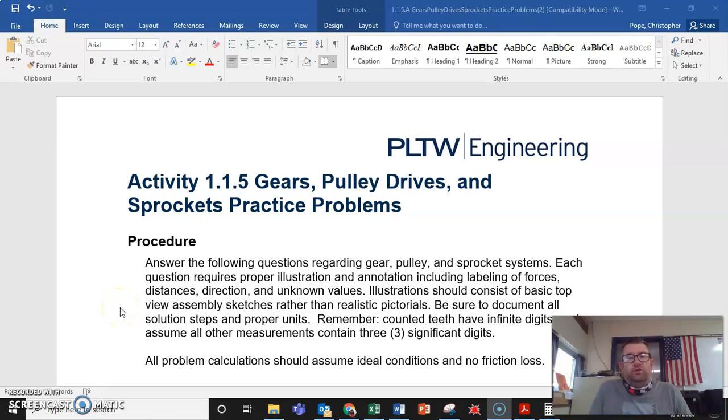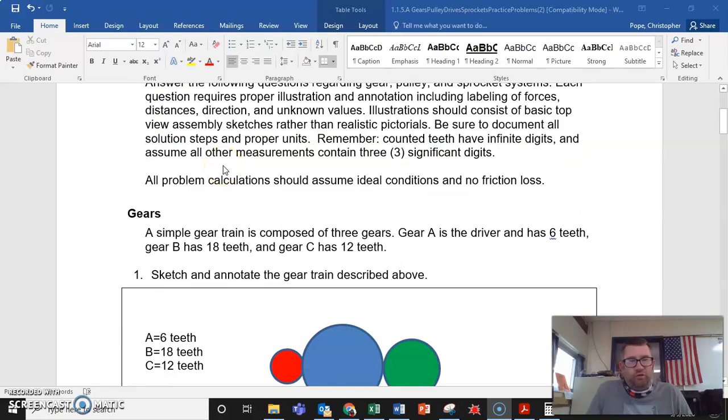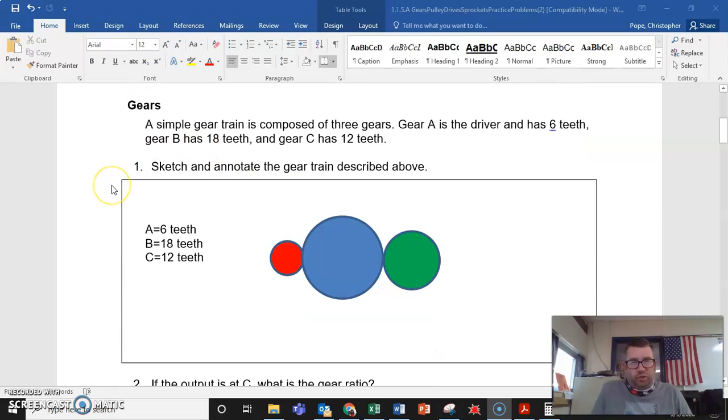So today I'm going to walk you through a couple of the gears practice problems and how you can determine gear ratios, and then also how you can gain information from gear ratios. So we're going to walk you through a couple of these problems to give you an idea of how to solve this. So first of all, you have a simple gear train.